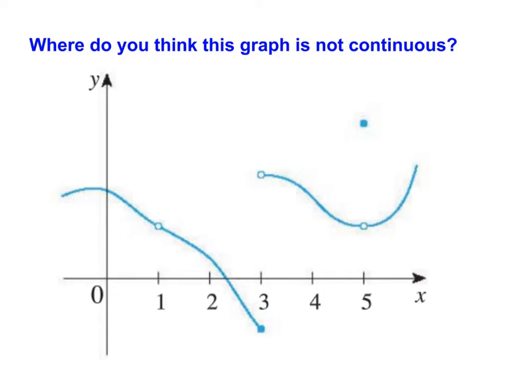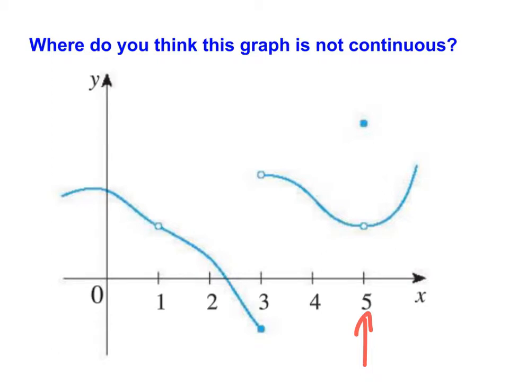All right, so as you take a look at this graph, where do you think it's not continuous? Yeah, x equals 5. X equals 5? Yes, I would say that is a good one. At x equals 5, it is not continuous. Good. Where else is it not continuous?